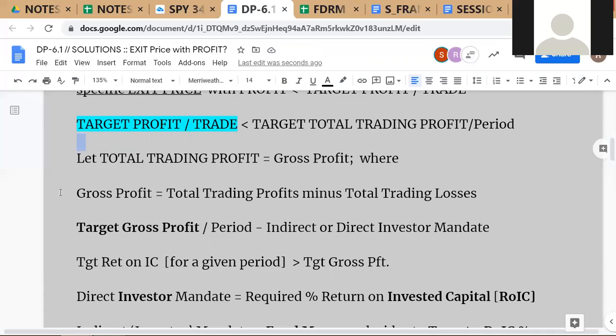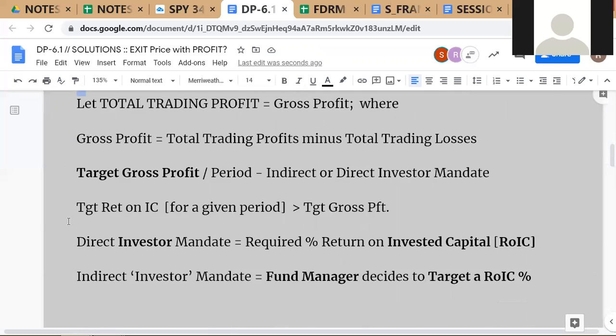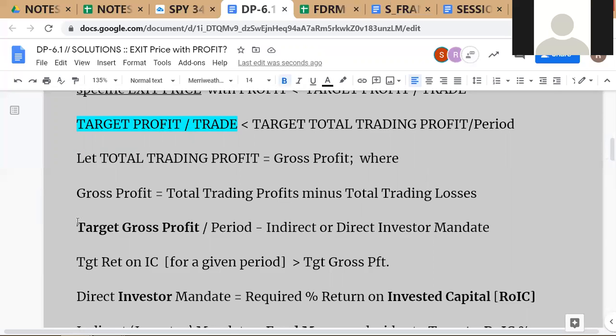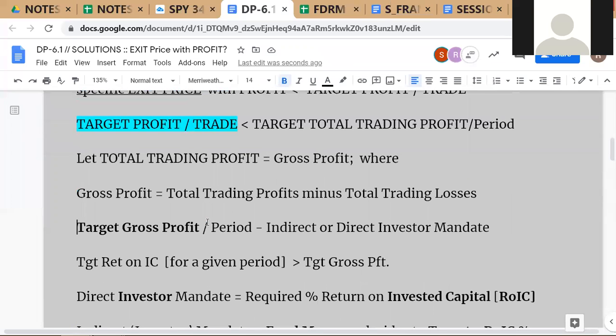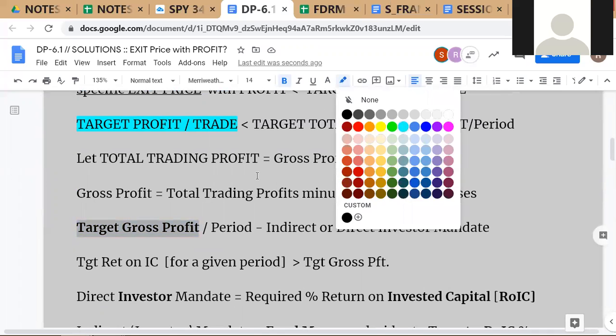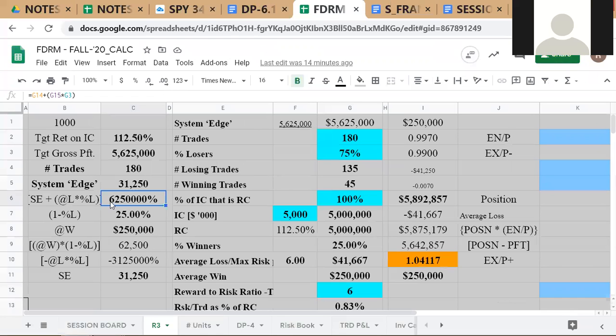And then we have gross profit. This is the gross profit. This we have to calculate. Have I written it anywhere here? Yeah, need to calculate the gross profit. So calculate gross profit, target gross profit. This is also one of our steps. We have seen all this. We have calculated the gross profit, okay, target gross profit. We have now computed the system edge.